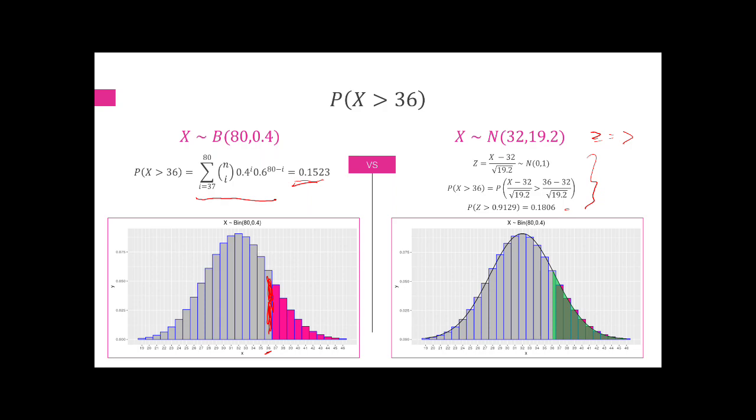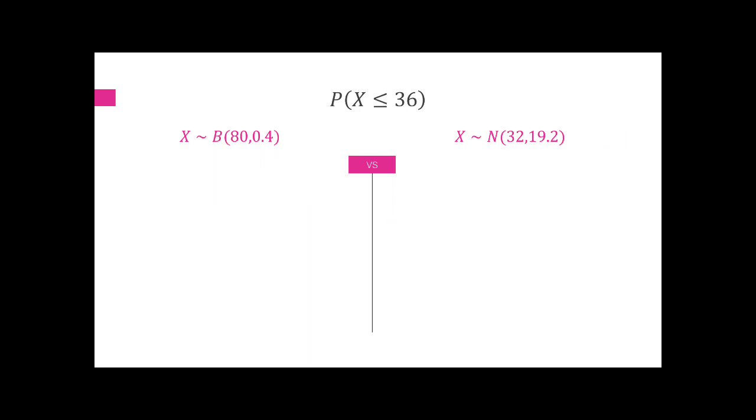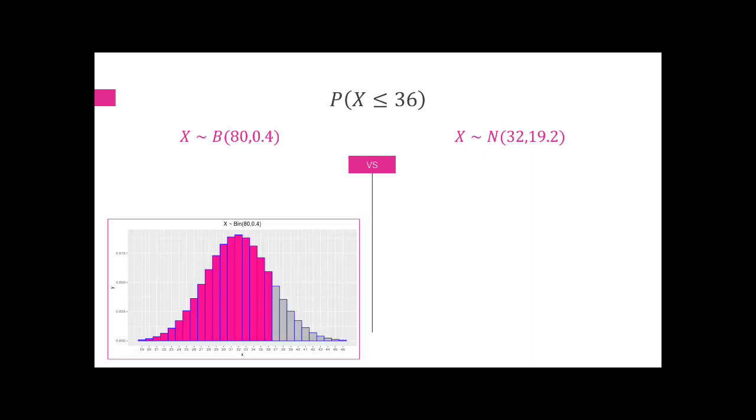Okay, so that's greater than or equal to 36, and I'm just going to zoom through the less thans. When you're doing less than, we're adding up all the values less than 36, so we're going to the left now, and we're including 36 because there's a less than or equal to sign there. So we calculate it, and it comes out to 0.8477.